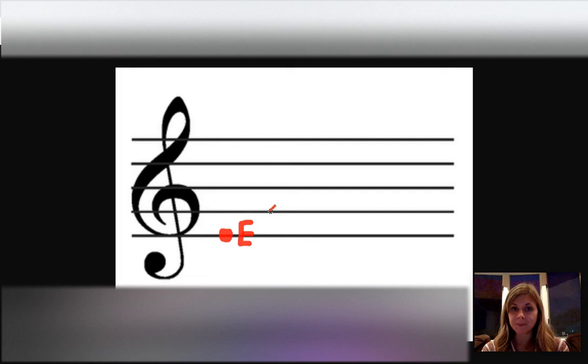So if I go up a line, I use my saying. So I say every good, and I stop because my note head's there. And I stopped on what word? I stopped on the word good. And what does good start with? A G. So I'm going to write a G right there. That is the note G. So if I have a note here, I'm still going to use my saying. Every good boy, and I stopped on the word boy. And what does boy start with? It starts with a B, so this is the note B.